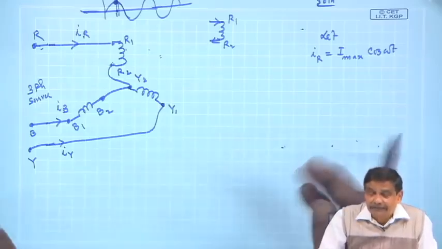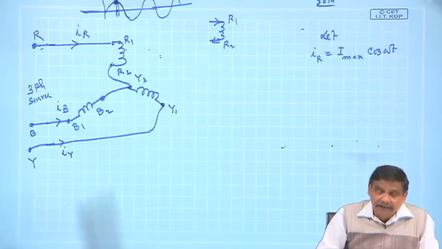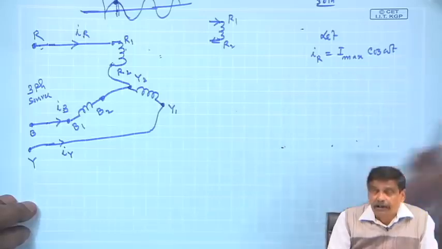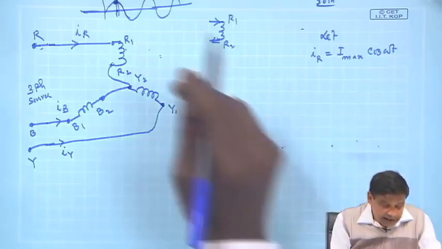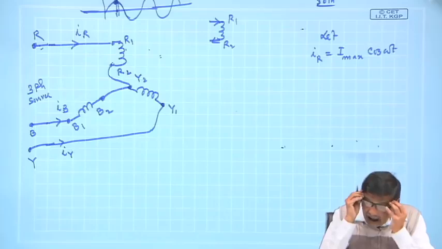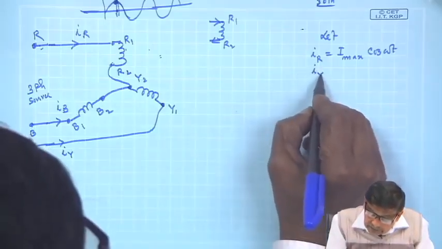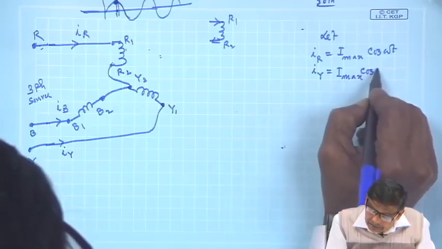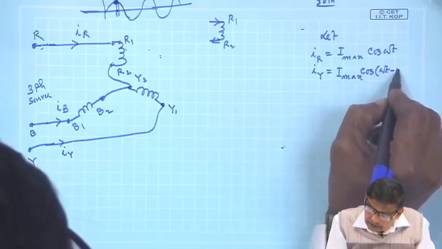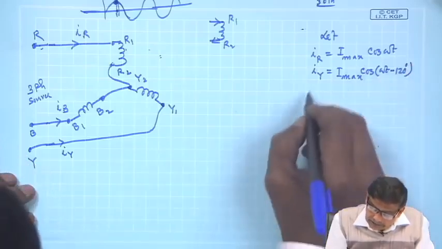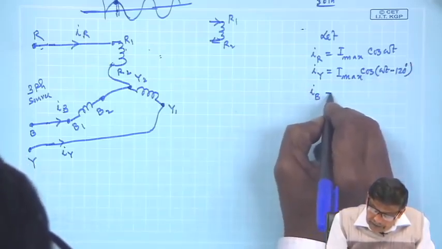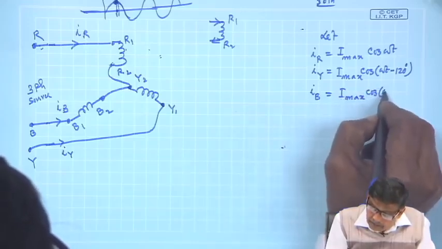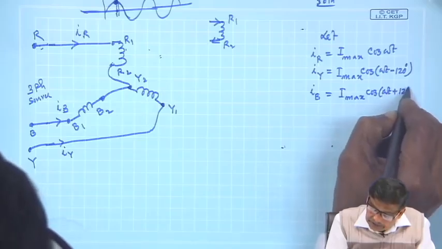Unnecessary juggling with mathematics does not help. So, let us assume I R equals I max cos omega t. Therefore, I Y will be I max cosine omega t minus 120 degree, all electrical, and I B is I max cosine omega t plus 120 degree. That is all.